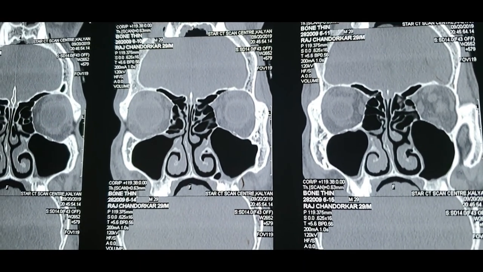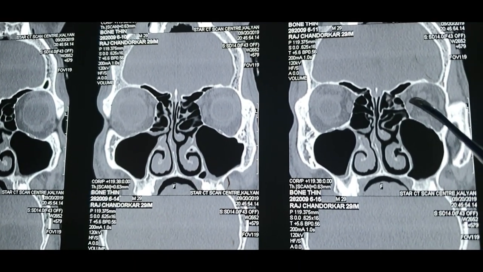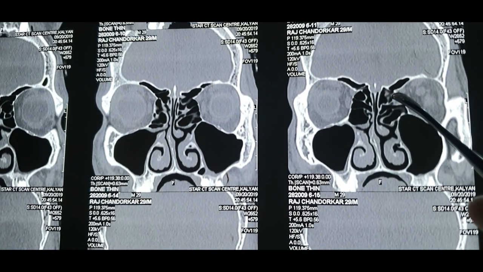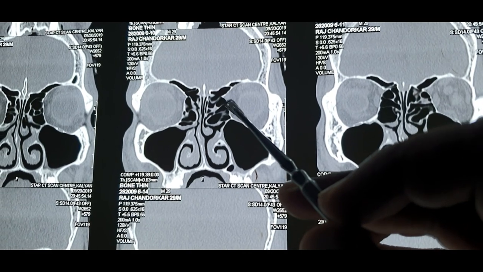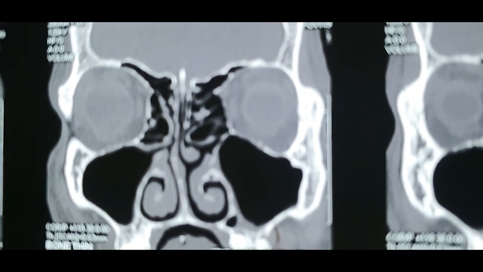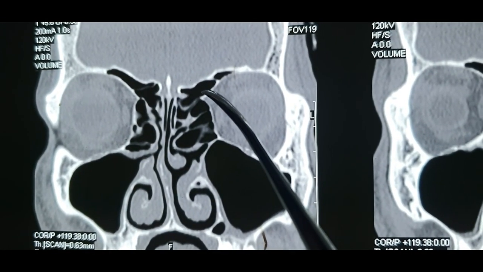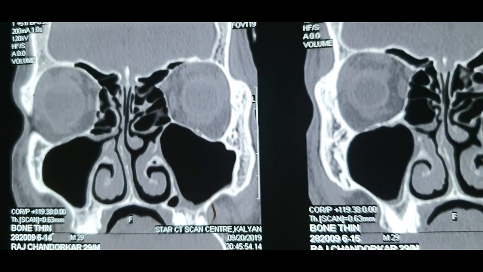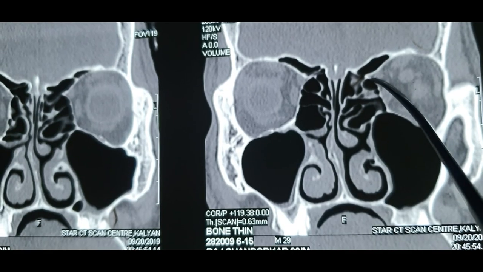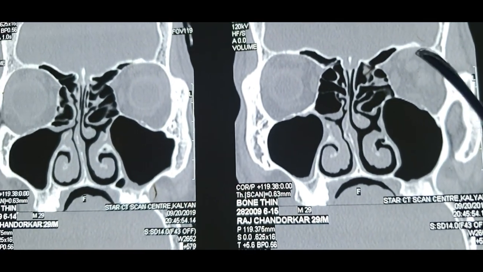The moment you see the ground lamella and the attachment of the ground lamella to the skull base, just anterior to it, a few millimeters, is the anterior ethmoidal artery. Just anterior to it is the anterior ethmoidal artery. That's the beginning of the artery, and that's the proper arterial canal. So that was one point.